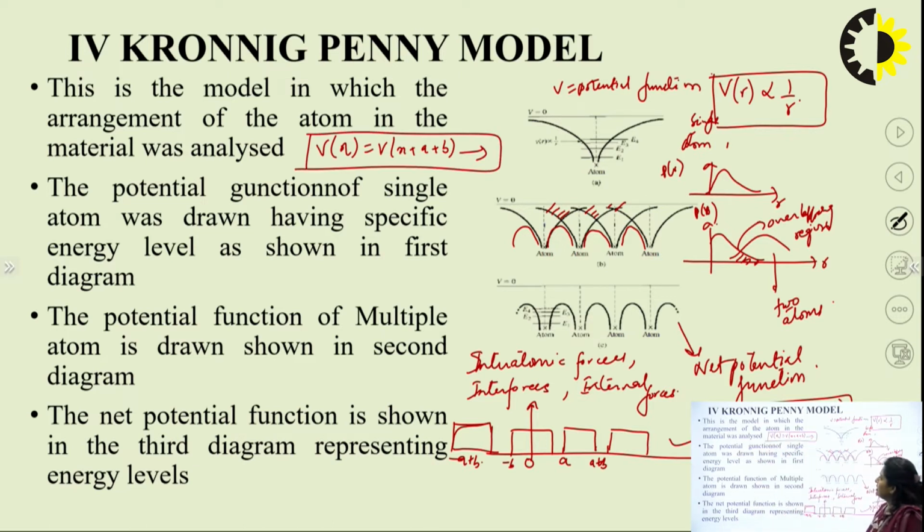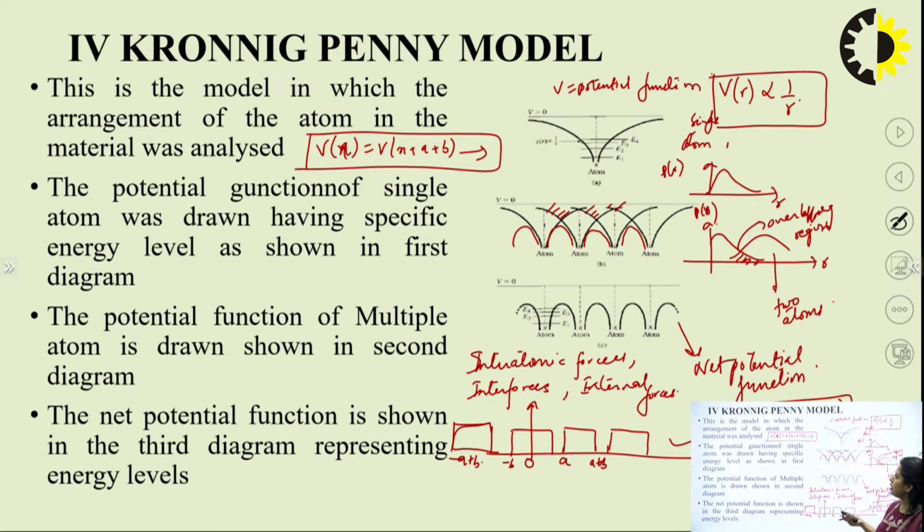The potential function of a single atom was drawn having specific energy levels as shown in the first diagram. Then the second diagram is for multiple atoms, and the net potential function is shown in the last diagram. With the help of the net potential function we can draw the Kronig Penney model, where the potential function V of x is defined as V of x plus a plus b, where a is the interatomic distance between the two atoms.